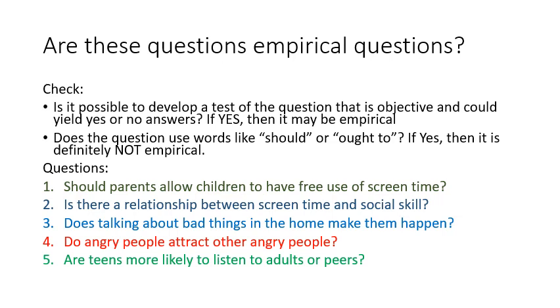And then, are teens more likely to listen to adults or peers? I think this is kind of a weak question, but it possibly could be empirical. We could set up a situation where teens are advised to do something, but the advice comes either from a peer or from an adult, and see whether they're more likely to follow through on the advice given by one or the other. So that's how we evaluate these questions.